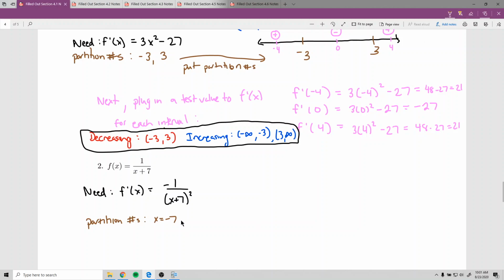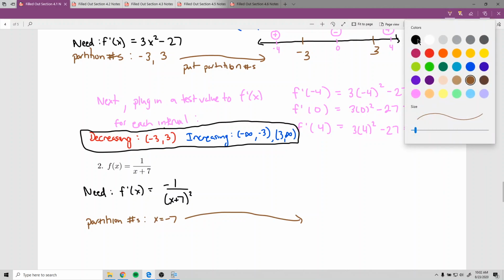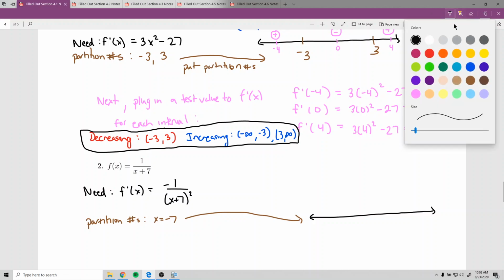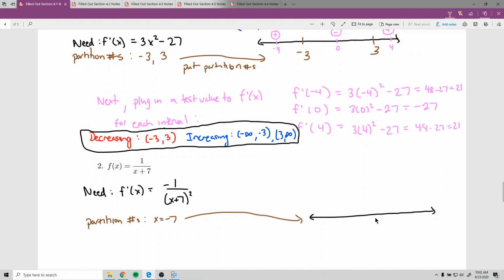Right, but we're going to follow the same exact guidelines. It doesn't matter that both of these were critical numbers. And if you remember, -7 wasn't actually a critical number for this problem. You follow the same guidelines. It doesn't matter that there's a fraction or anything like that. So only having one partition number makes it a little bit easier, because the next step, we want to plug in a test value in each interval.